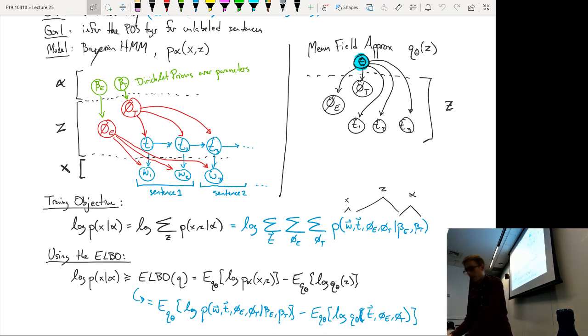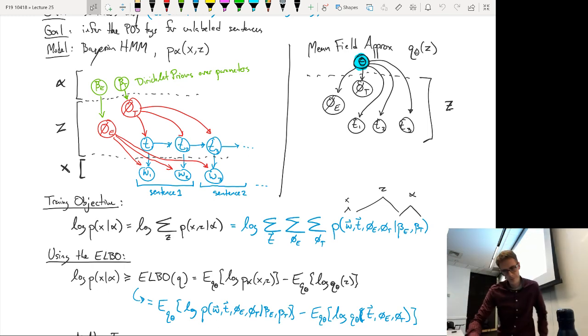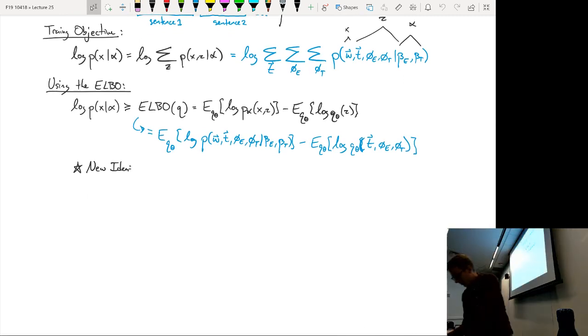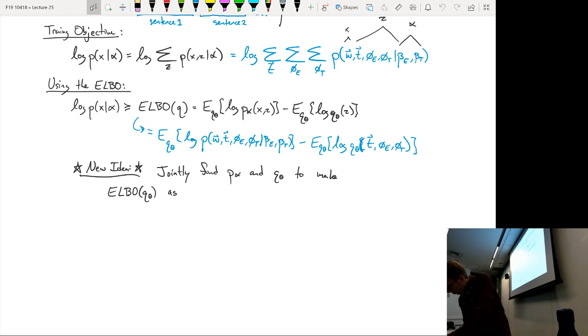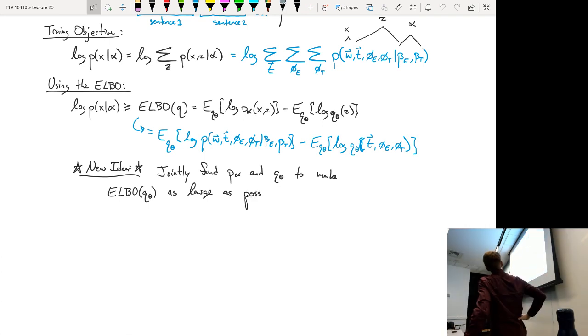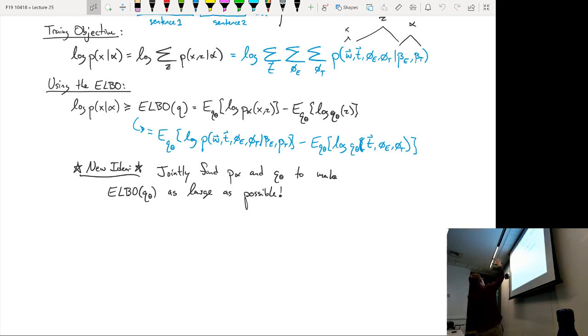So here's the punchline. Our new idea is the following. Let's jointly find P alpha and Q theta to make the elbow of Q theta as large as possible. And if we make the elbow of Q as large as possible, then we should be choosing parameters that are at least giving us as tight a lower bound on the thing that we really wanted to optimize as possible.